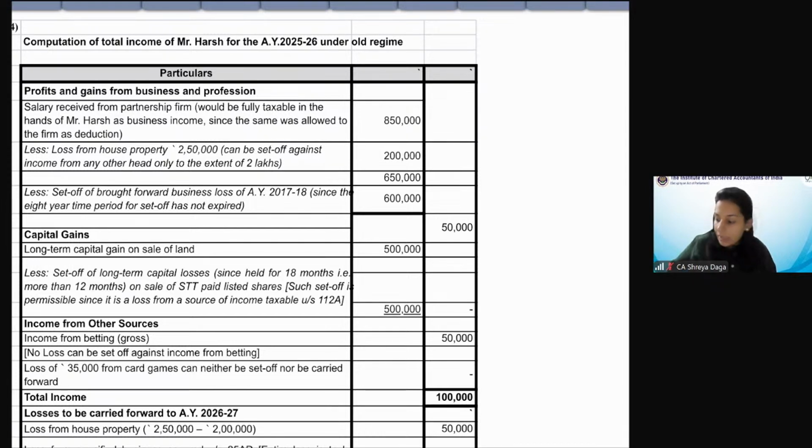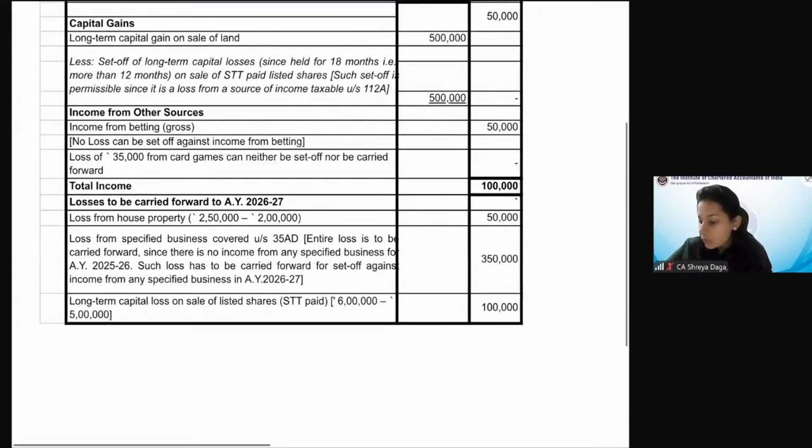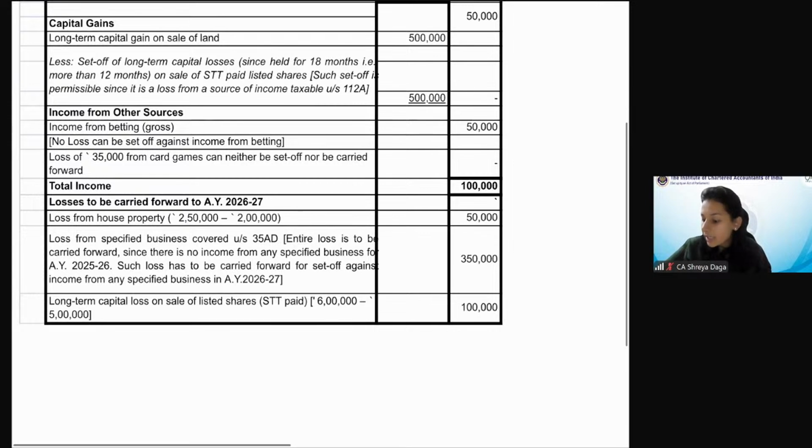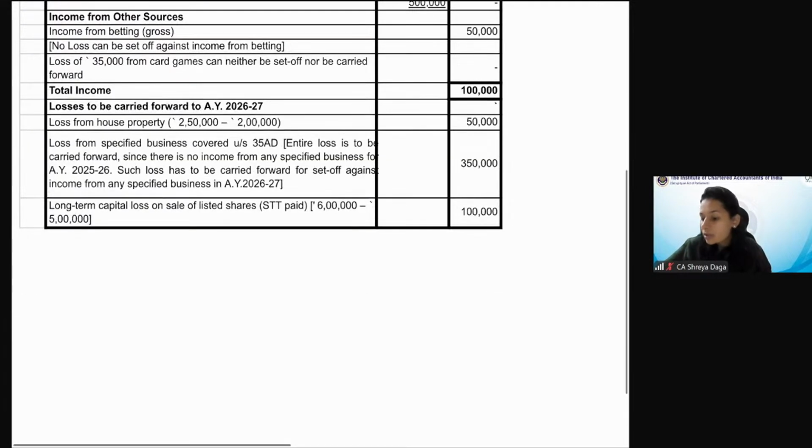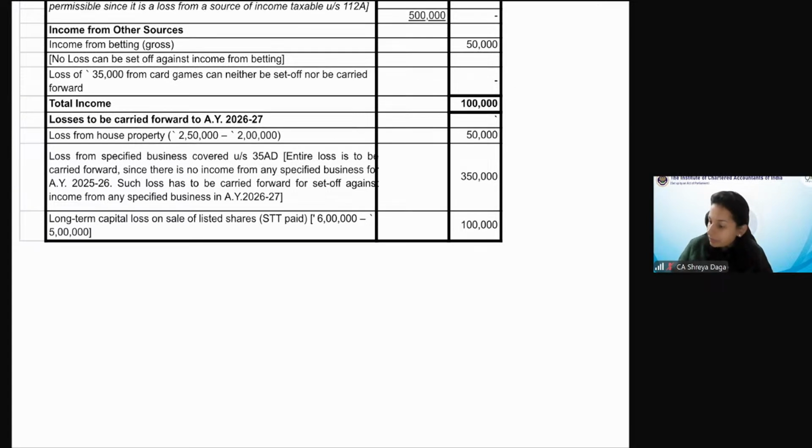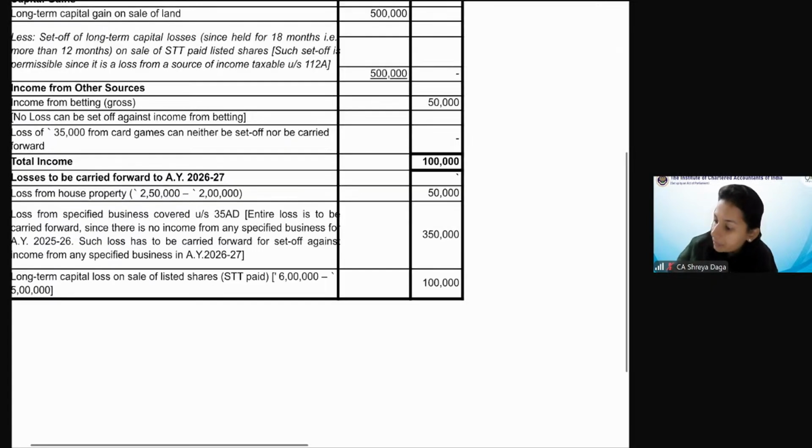And thereafter, what other loss? Loss from specified business you could not use, that you will carry forward. Long-term capital loss on listed shares, 1 lakh to that extent you could not use, that you will carry forward. Okay. This sum is also clear to everybody. If it is clear, please go to illustration 15. Question number 15.